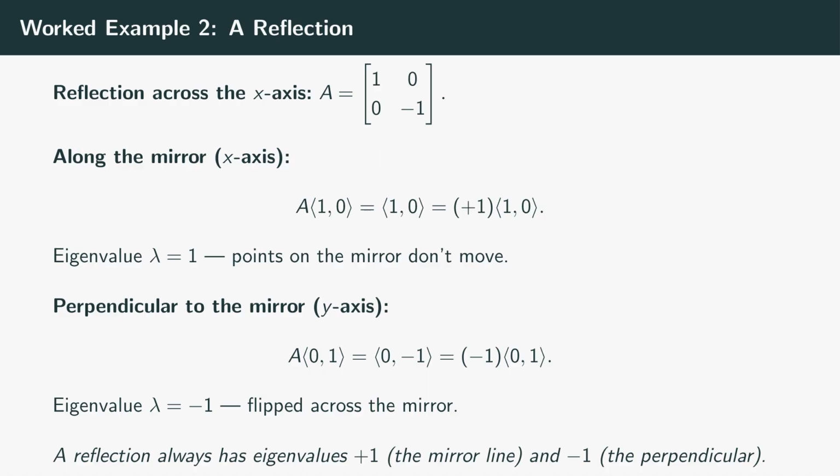Now think about vectors perpendicular to the mirror, along the y-axis. Reflection flips them straight across to the other side. Apply A to 0, 1, and you get 0, negative 1, which is negative 1 times the original. So the perpendicular direction is an eigenvector with eigenvalue negative 1. The vector is flipped end for end without changing length. This pattern holds for every reflection in the plane. There are always two eigendirections: the mirror line with eigenvalue plus 1, and the direction perpendicular to it with eigenvalue negative 1. The eigenvalues encode the geometry exactly.